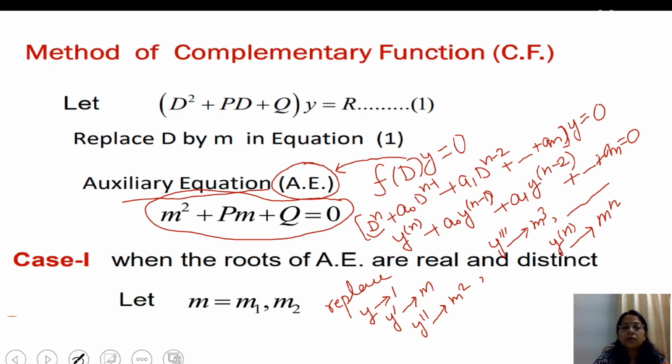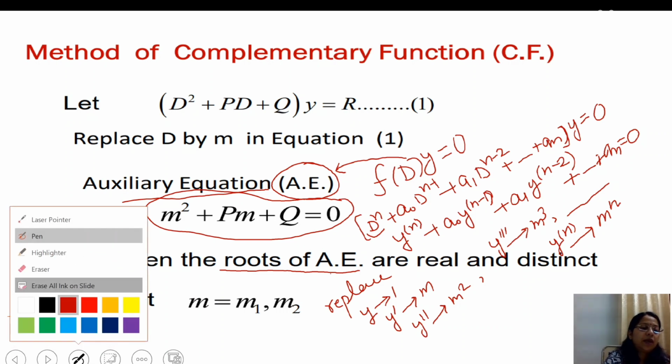These n roots will provide us the complementary function, and all the cases of complementary functions will depend upon the nature of these roots of the auxiliary equation. So here we need to find the roots of the auxiliary equation. I hope it will be clear, so I'm going to remove all the ink.